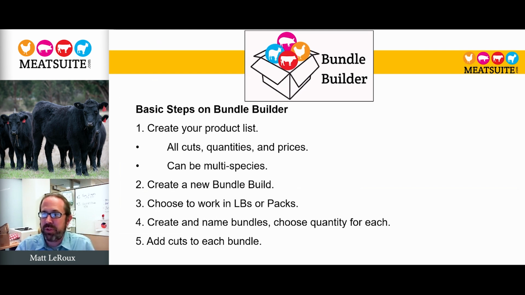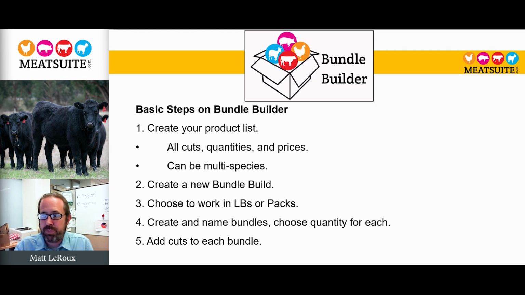Just a reminder, when you use Bundle Builder, you first need to create a product list, which means you need to have a list of all the cuts that you want to use to build bundles out of. It doesn't have to be all the cuts from a single carcass, but if you want to sell all your meat through bundles and quarters, halves, and wholes, you'll need that list. You'll need to know the quantities that you've got and the prices that you value individual cuts at. And this can be a multi-species list.